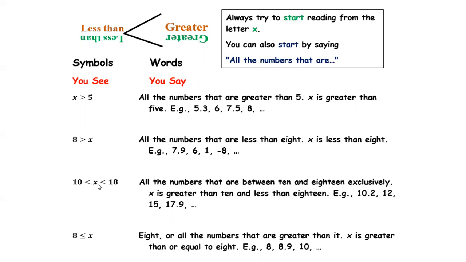Always start with the X. Here you have a situation. X is all the numbers that are greater than or equal to 8. So therefore 8 is included here. X is greater than or equal to 8, meaning all the numbers that are greater than or equal to 8. So get accustomed, whenever you see a sign, get accustomed to saying all the numbers that are. Numbers like 8, because 8 is included. Numbers like 8.9, 10, all the numbers that are greater than or equal to 8.